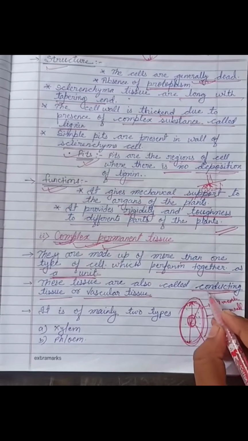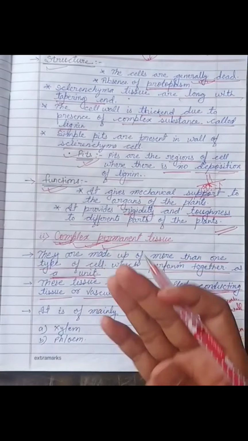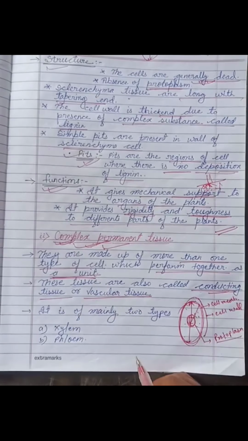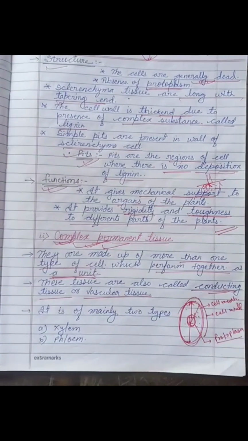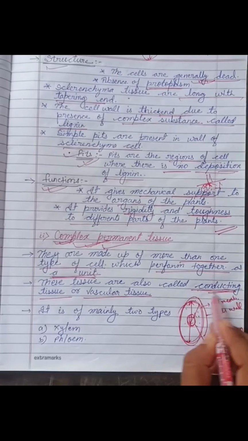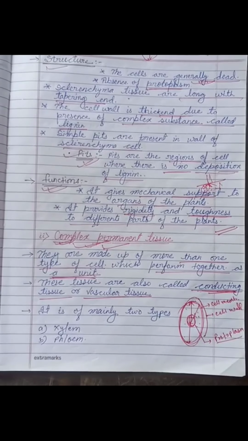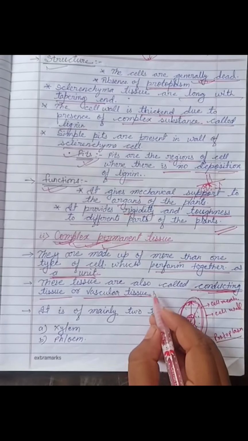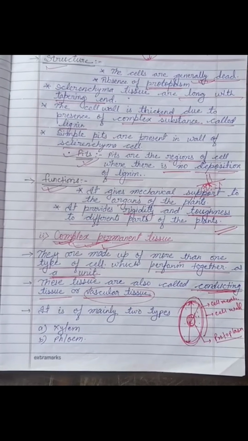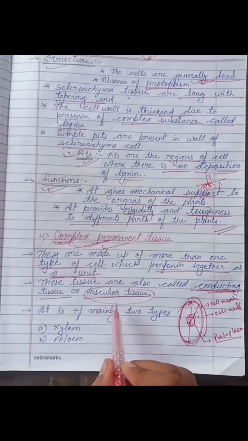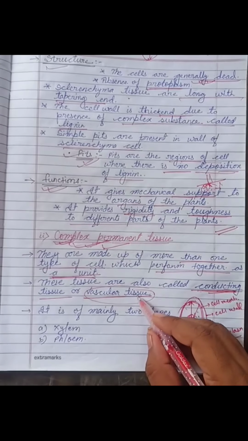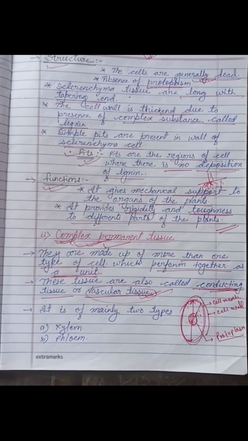Because it helps in the conduction of water, conduction of minerals and transportation of different kinds of food material from the leaf to the other parts of the plant body. So that's why it's also called conducting tissue or vascular tissue, because the tissue is found in the complex permanent tissue in bundle form. That is why the complex permanent tissue is also called vascular tissue. Is it clear?